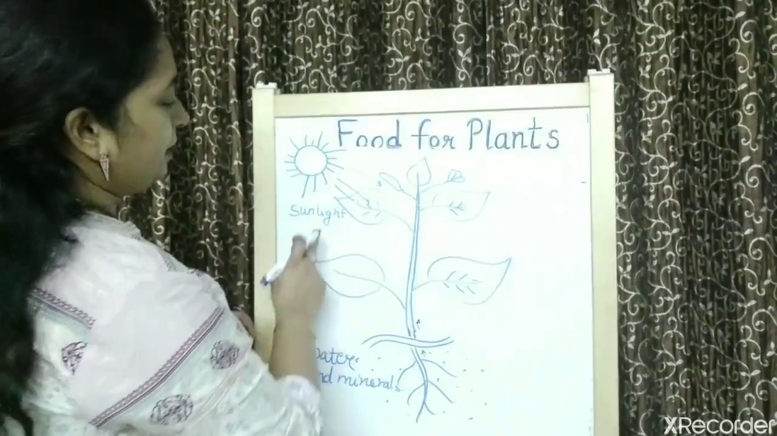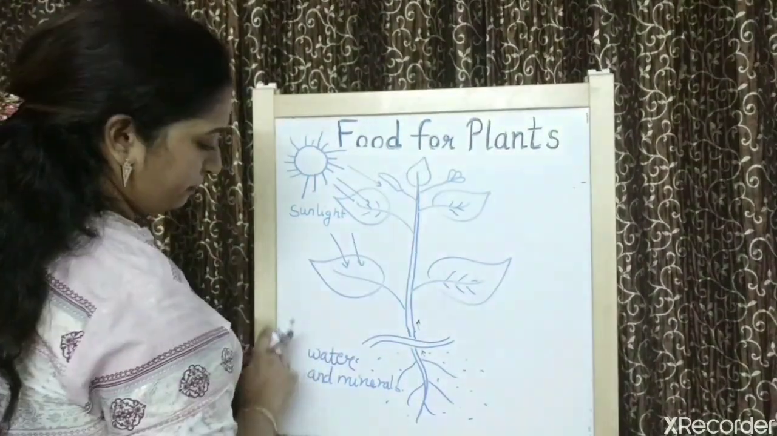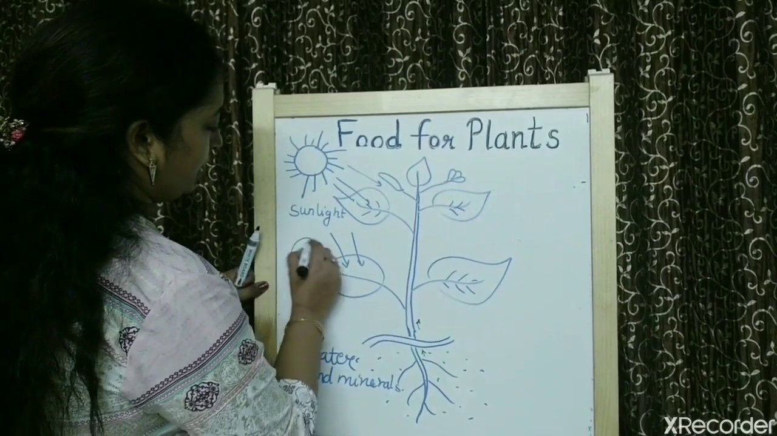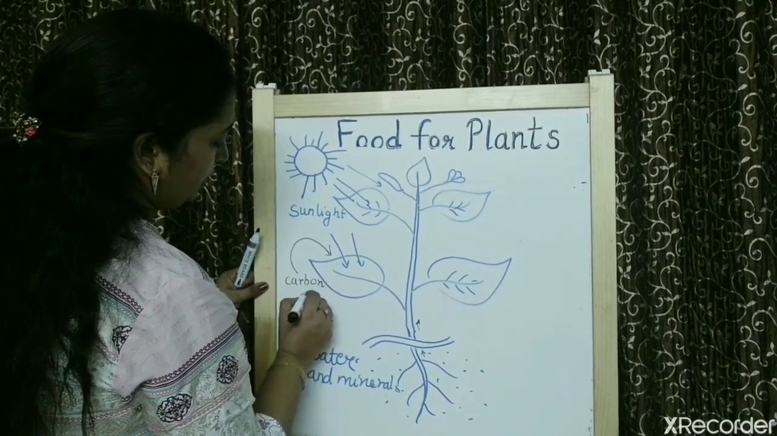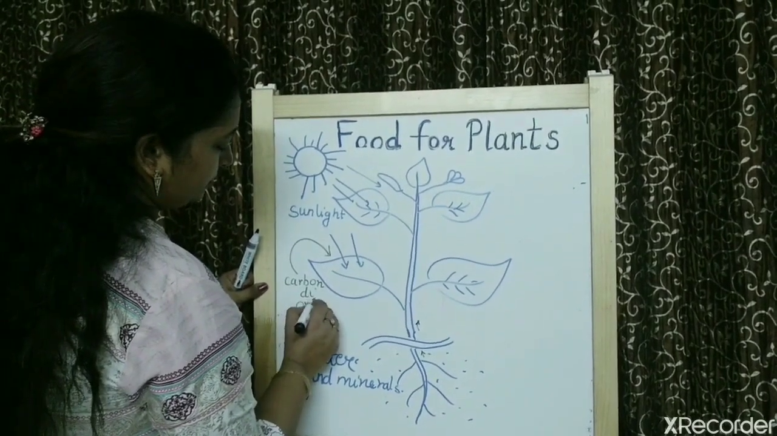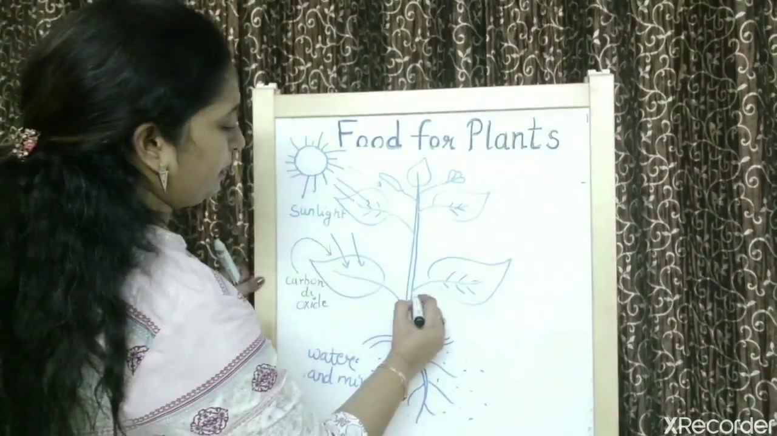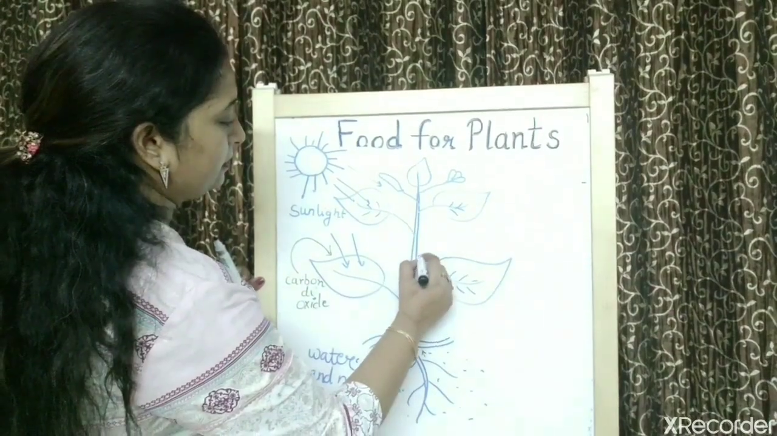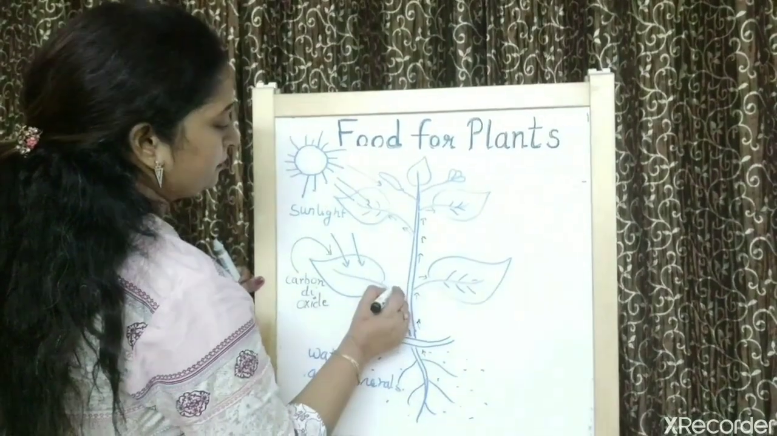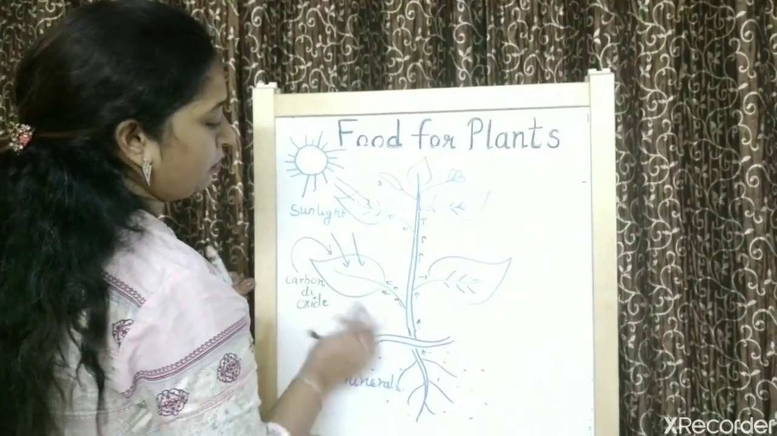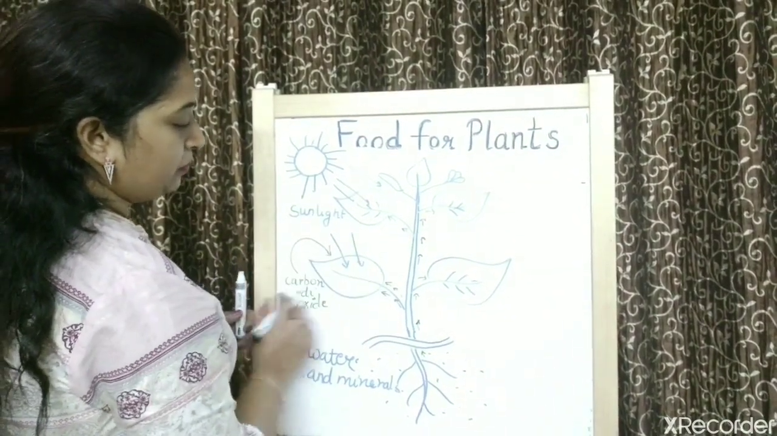Then children, after taking sunlight, plants will take in what? They will take in carbon dioxide from surrounding. What will they take from surrounding? Carbon dioxide. See? So water and minerals from root will go to leaf like this. Water will rise and it will go to different leaves. So water and minerals reached, then carbon dioxide is taken, then sunlight is absorbed by chlorophyll.